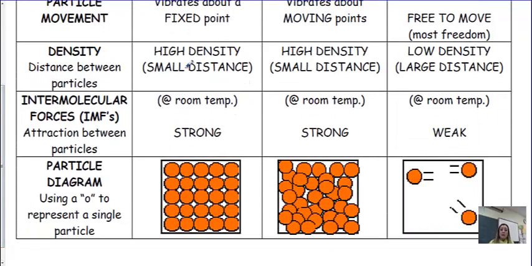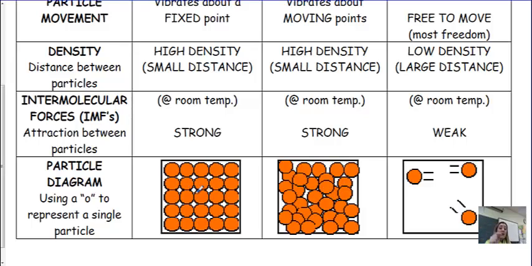Density is going to be very high for solids because it's very compact. It's also still going to be high for liquids, and then very low for gases because you have large distances between particles. So density is based on the distance between particles, and it's different between solids and liquids. If you look at the particle diagrams in the last part of your table, you will see they're still compact, but there's an ability to flow for a liquid.